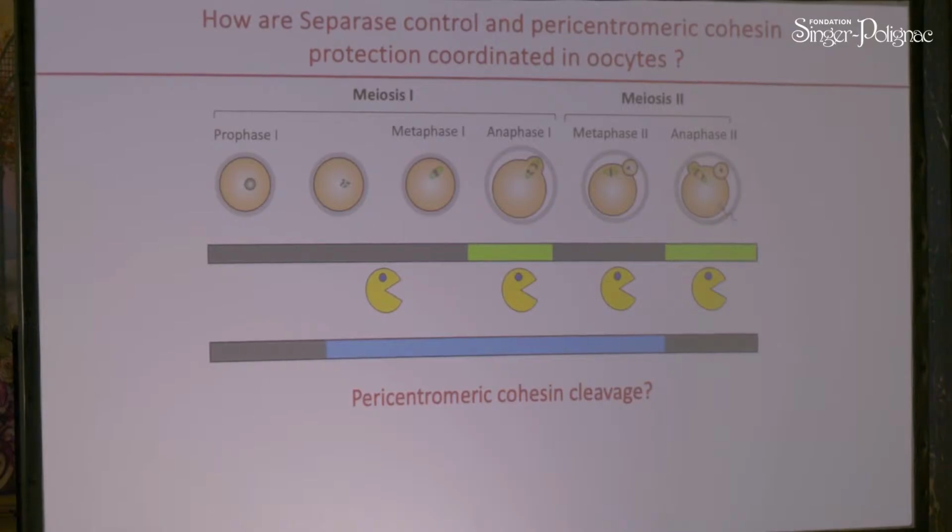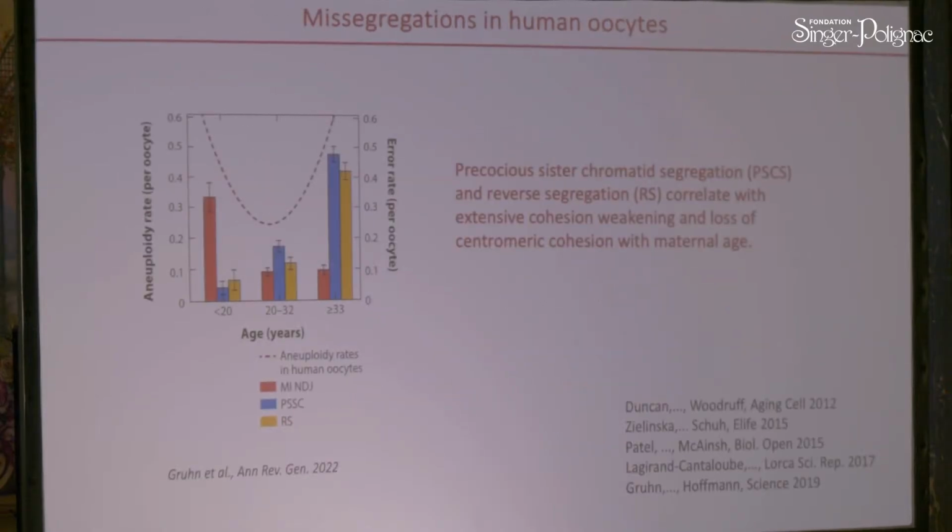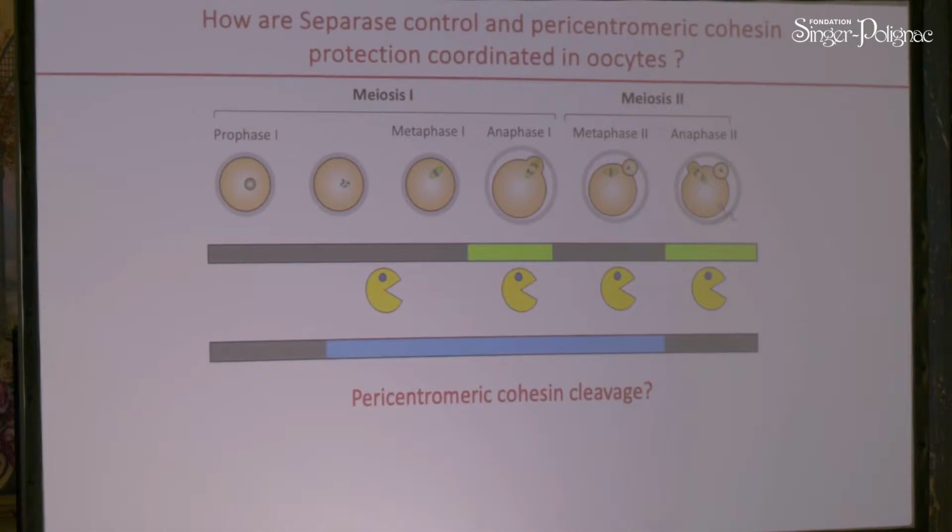Now, what we really want to understand is how separase control and pericentromere cohesion protection are coordinated in oocytes. To better understand this, we would like to get conditions where we have separase active at a time when separase is usually not active, to see whether cohesion is protected, and to see when pericentromere cohesion protection is in place.